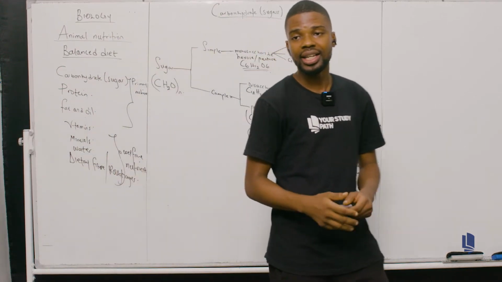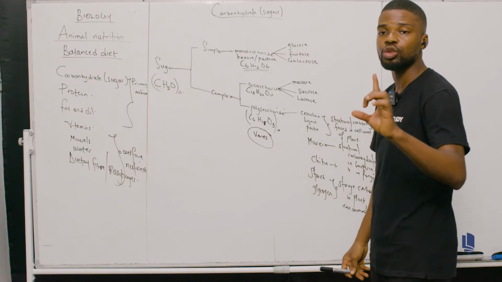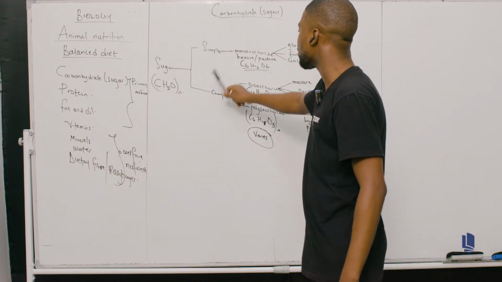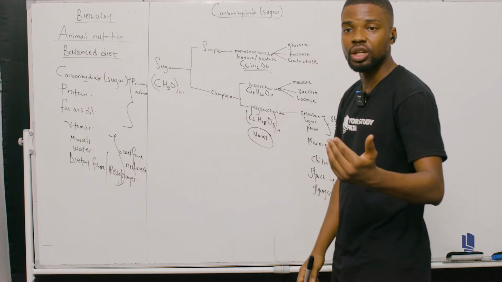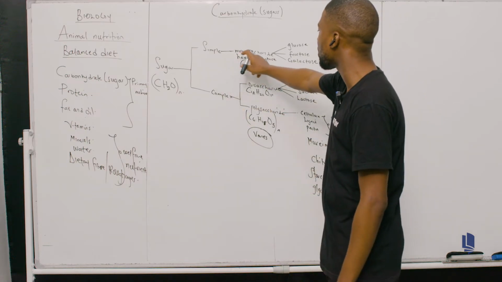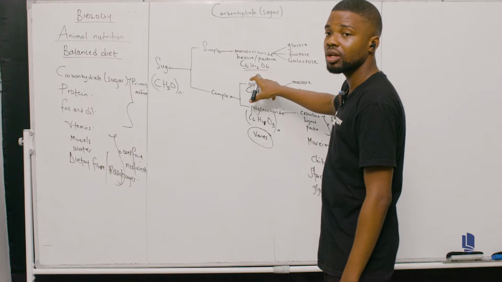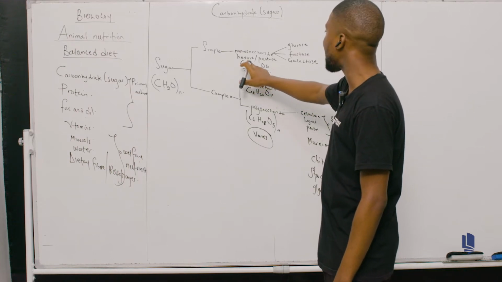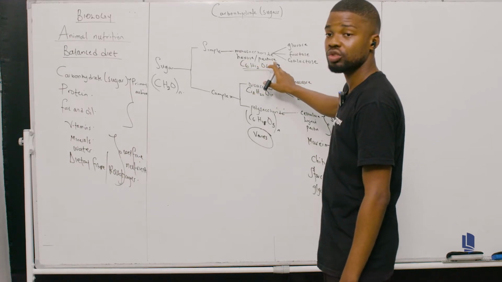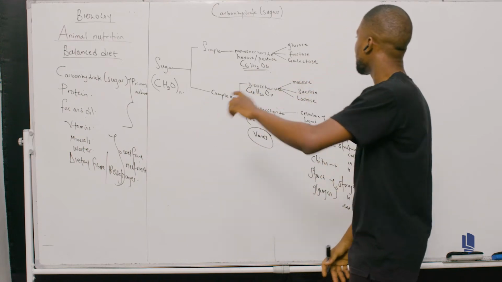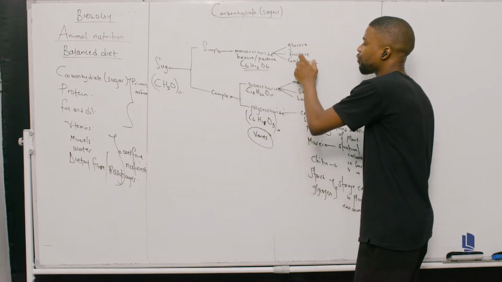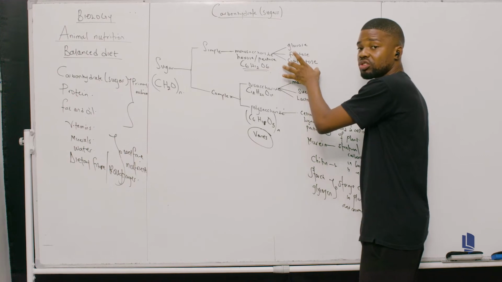So please look at the board again. I said we got two types of sugar: simple sugar and complex sugar. Now the simple sugar has to do with monosaccharide, and this is your general formula, meaning it has to be a hexose or pentose. What are the major examples? We got glucose, fructose, and galactose.